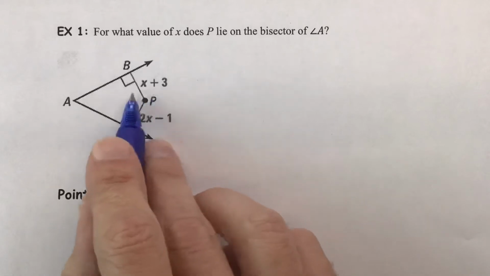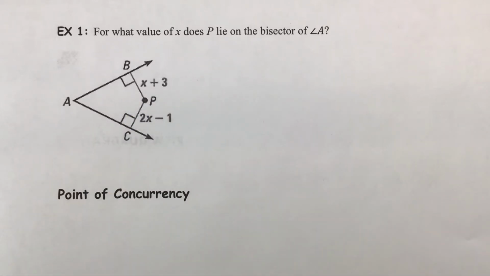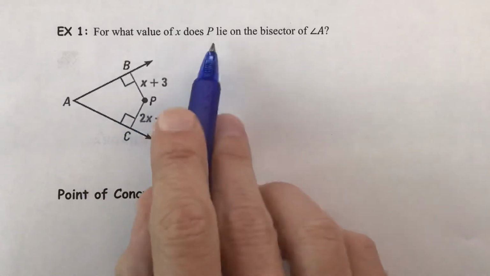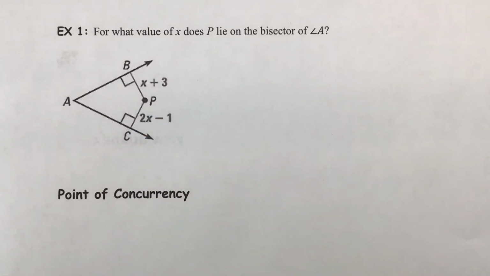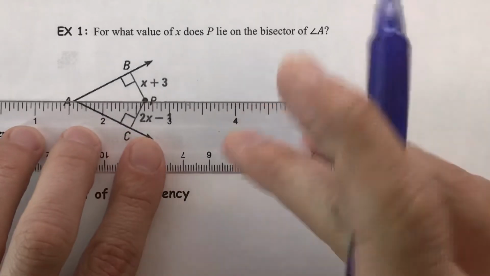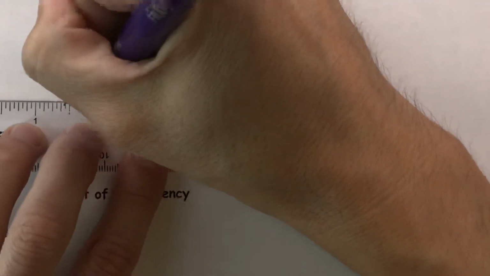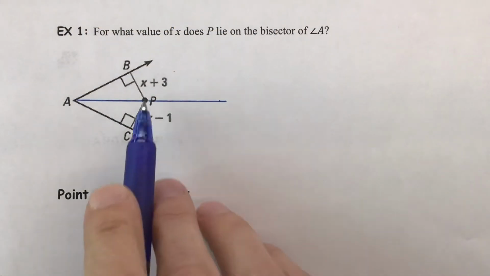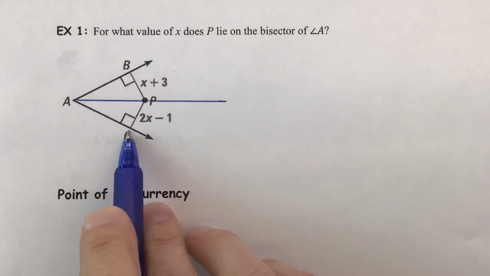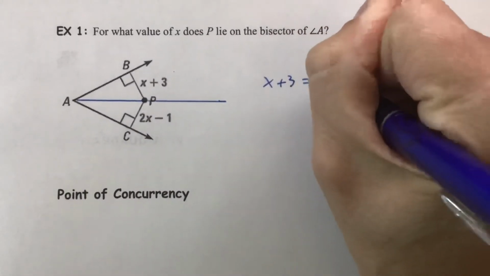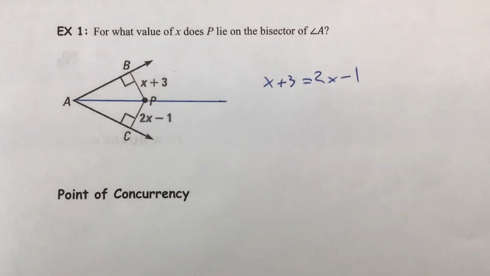Point P is just sort of out here in the middle. Okay, the question asks: for what value of x, what would be the value of x that we'd plug in here such that P would be on the angle bisector? If it were on the angle bisector, we'll go ahead and just add that in there just for the sake of seeing it. So if that were an angle bisector, P would have to be equidistant from the two sides. Therefore, the x plus 3 would have to equal 2x minus 1.